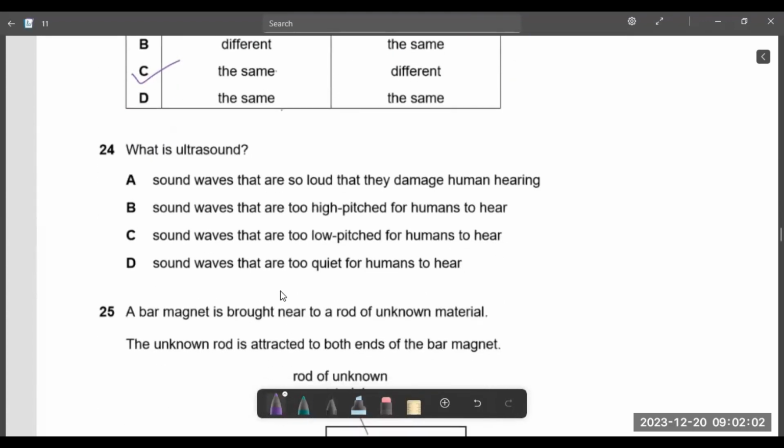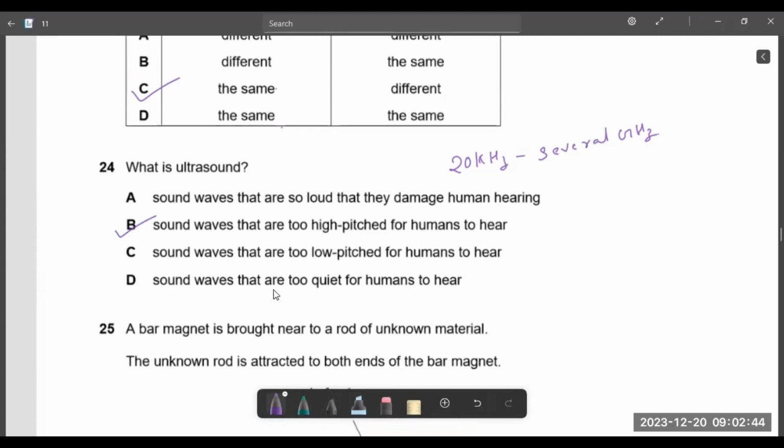What is an ultrasound wave? An ultrasound wave is very high pitched, and it is not audible for humans to hear. It will be in the range of 20 kilohertz to several gigahertz, and it is not audible to the human ear. It is used in medical applications. So here the right choice is B: sound waves that are too high pitched for humans to hear.